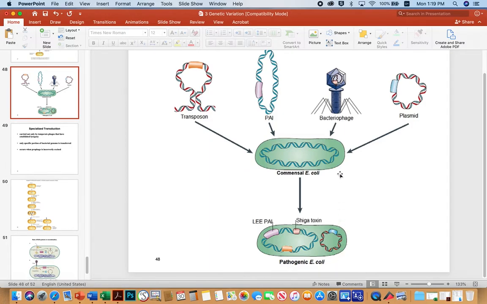And that was presumed to have arisen from a bacteriophage that infected a Shigella cell, for example, picked up the Shiga toxin gene, and then transferred it to a harmless commensal E. coli.